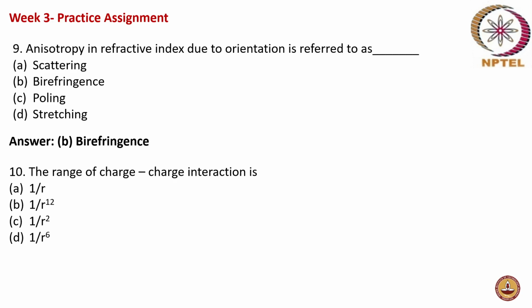Okay, no issues. It is 1 by r as you said. So 1 by r power 12 will come for repulsive interaction. For charge interaction, it is 1 by r. There are also other interactions like charge dipole interaction where the range is 1 by r square. Dipole is 1 by r cube. Charge induced dipole is 1 by r power 4. Dispersion interaction is 1 by r power 6. And the repulsion is 1 by r power 12. Okay?